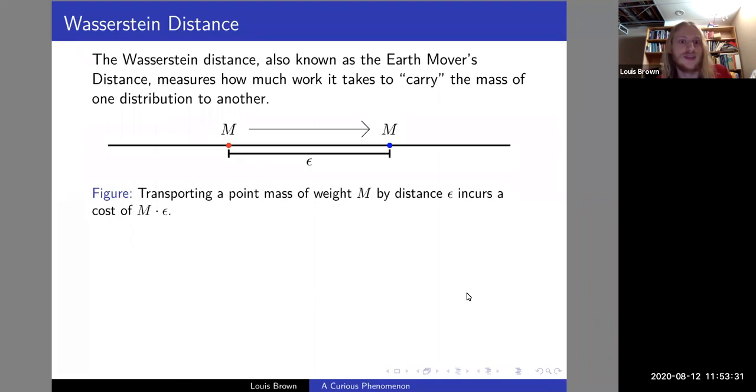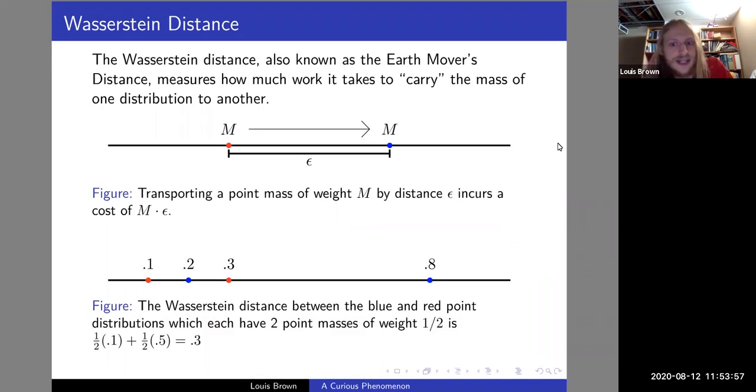So, for instance, if we want to transport a point mass of weight m by a distance of epsilon, we're going to incur a cost of m times epsilon. So this really is just reflecting the physical concept of work. It's weight times distance. So it's very much what our intuition tells us it should be.